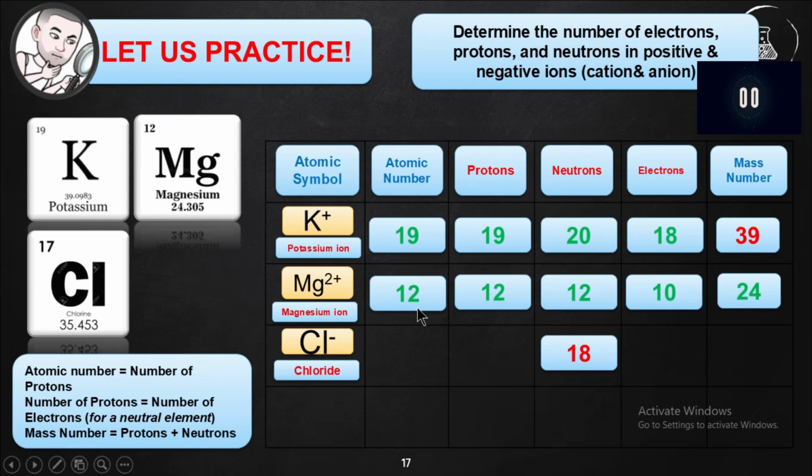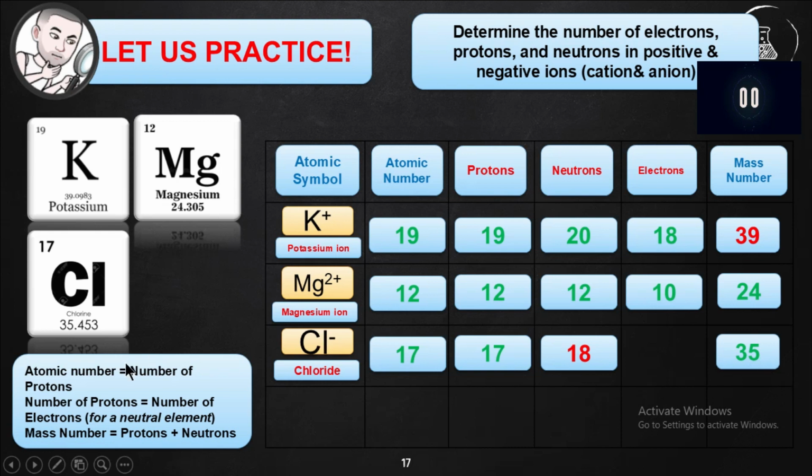Okay, atomic number is 17. Protons is 17 also. Yung mass number is 35. Electrons, tingnan itong charge. Itong negatively charged, ibig sabihin magigain siya ng isang electron. So magpa-plus 1 tayo kay proton. So 17 plus 1 is 18.